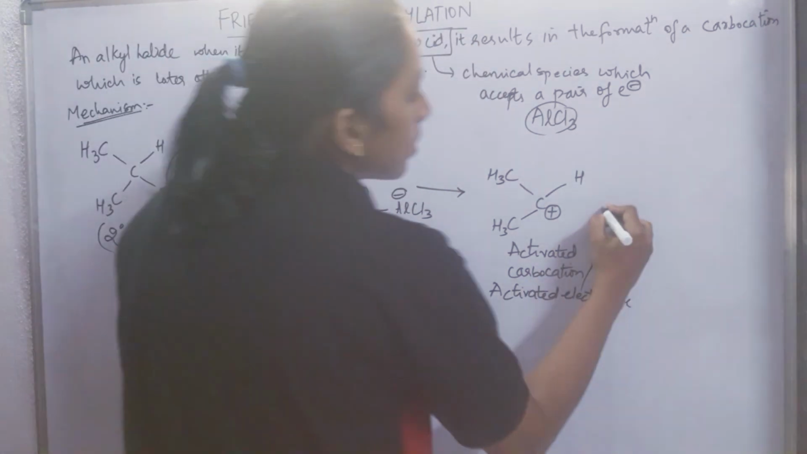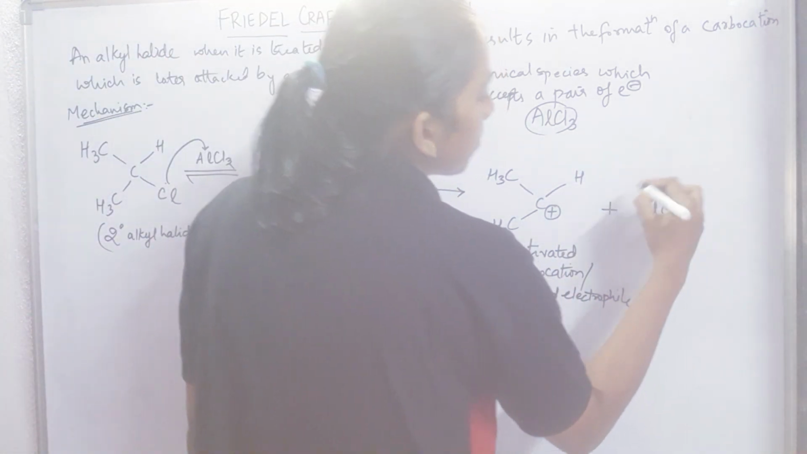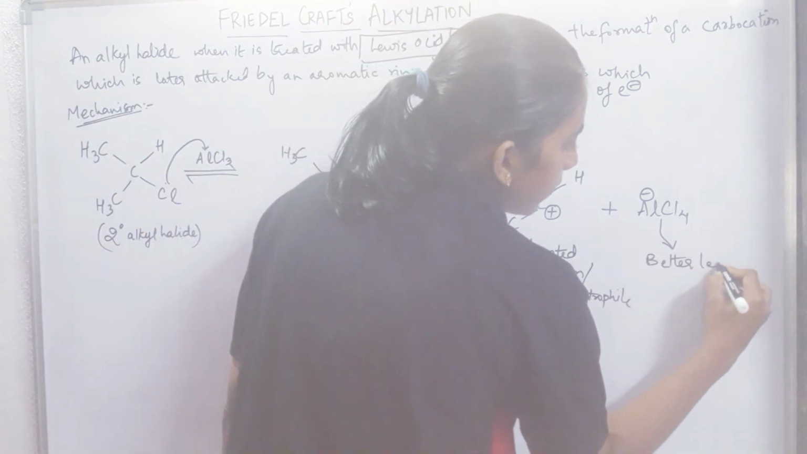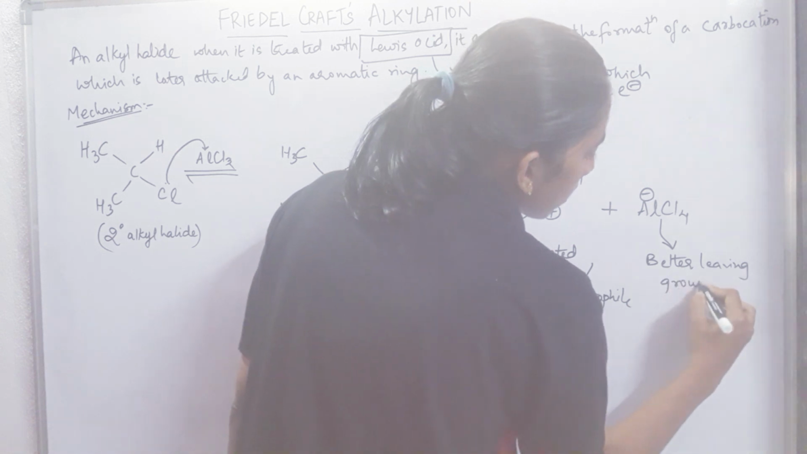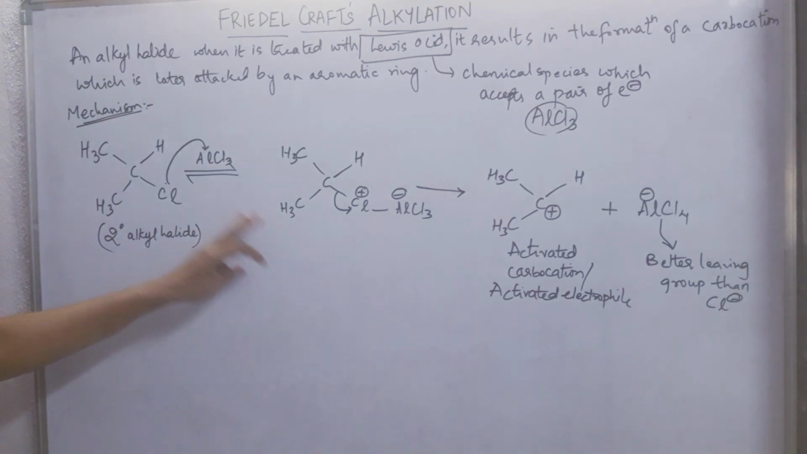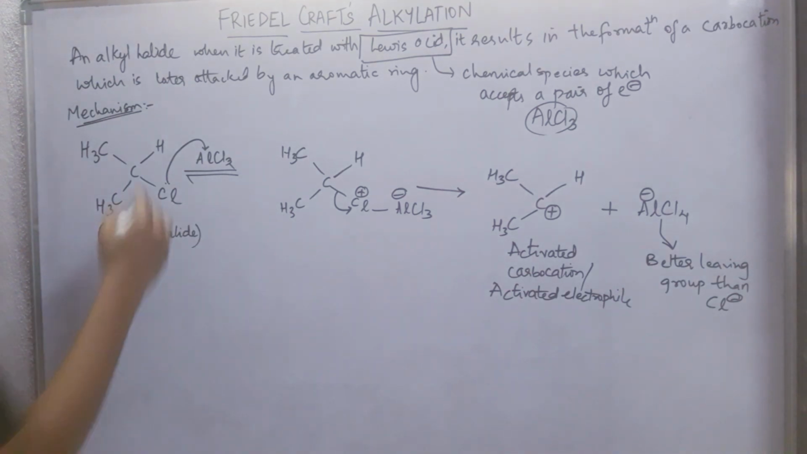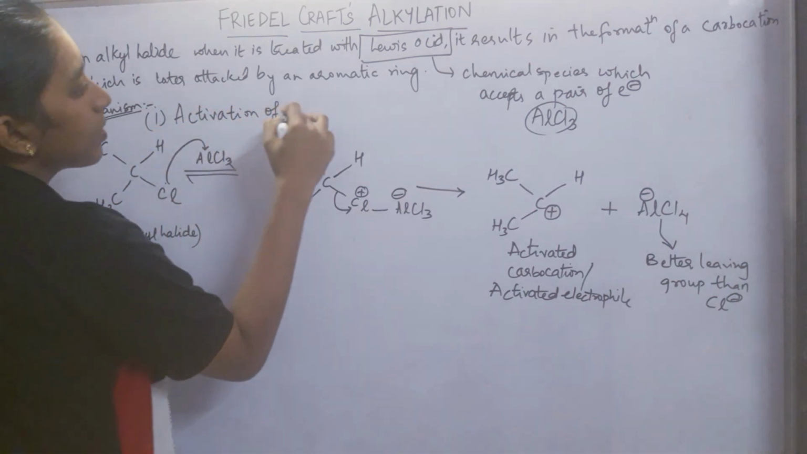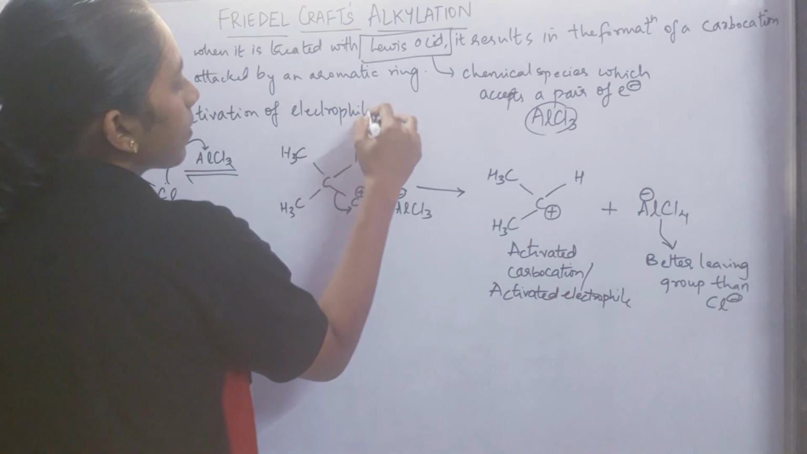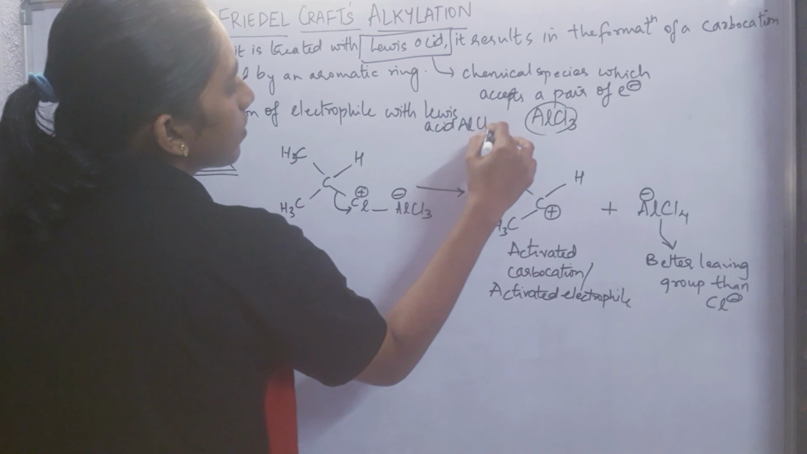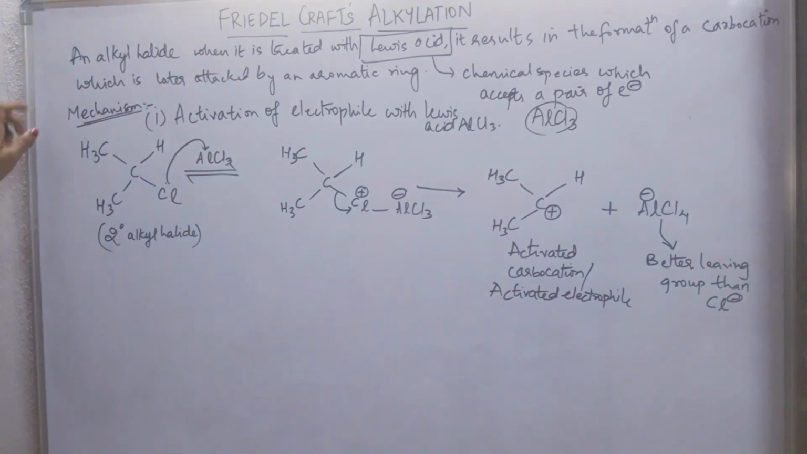Plus AlCl4 minus. Here AlCl4 minus is a better leaving group than Cl minus. Hence we have taken Lewis acid in this reaction, which is AlCl3. So this is the first step in the mechanism, which is activation of electrophile with Lewis acid AlCl3.